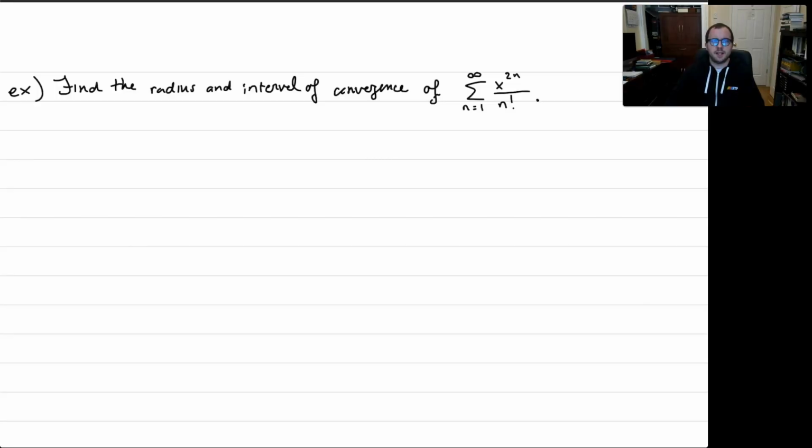Let's find the radius and interval of convergence for this series, x to the 2n over n factorial. Again, factorials, exponents, perfect opportunity to use the ratio test, because we really want to know for which values of x this series converges. So let's evaluate the limit of absolute ratios.